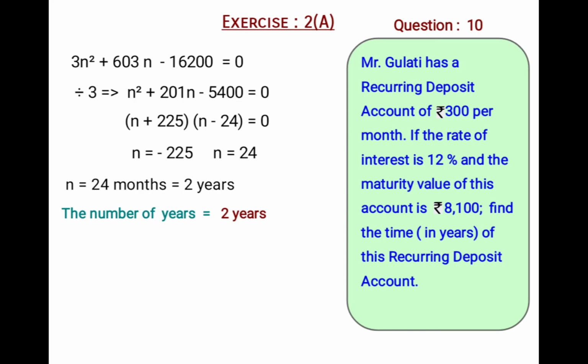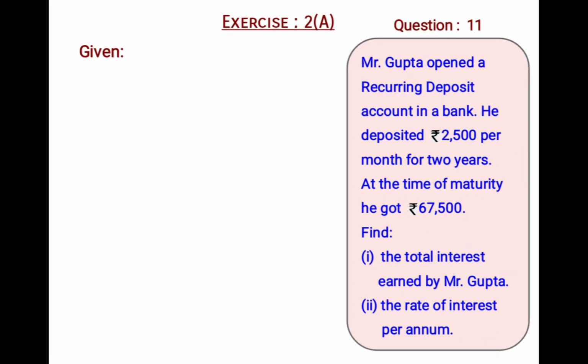Now we are moving on to question number 11 in the same exercise. Mr. Gupta opened a recurring deposit account in a bank. He deposited rupees 2,500 per month. P is equal to 2,500 for 2 years. N is equal to 2 years. It is in years, so we want to change it to months. 2 years is equal to 24 months.